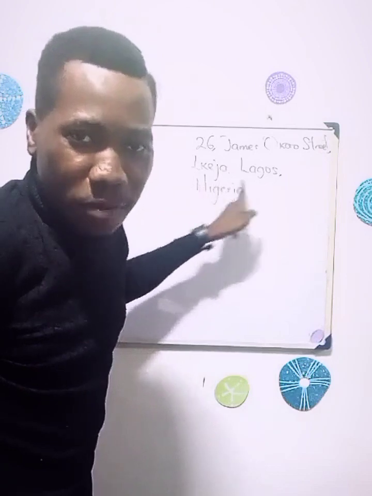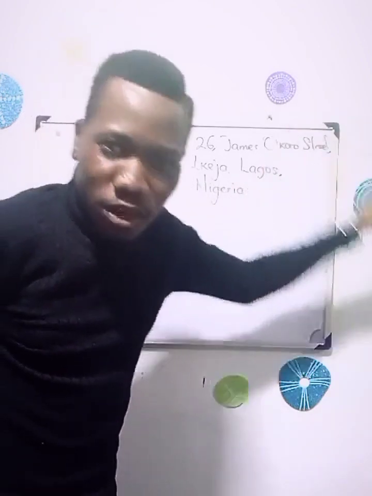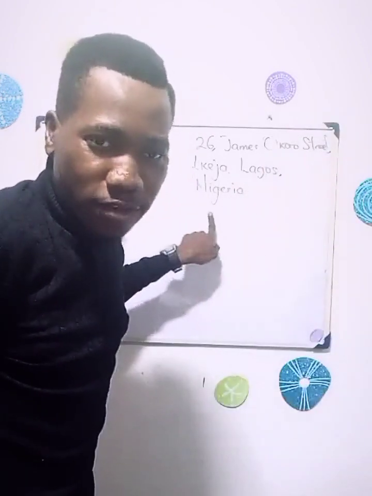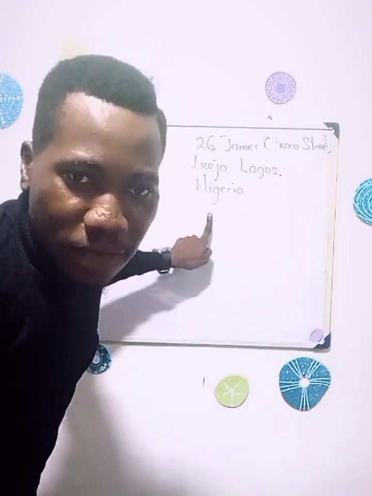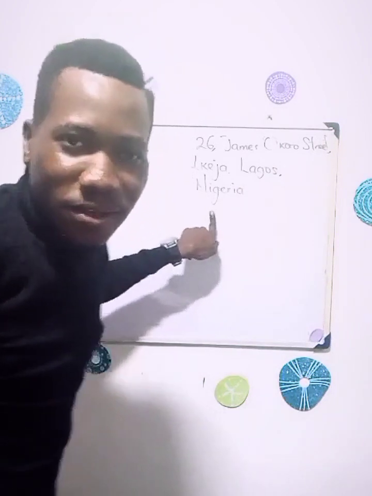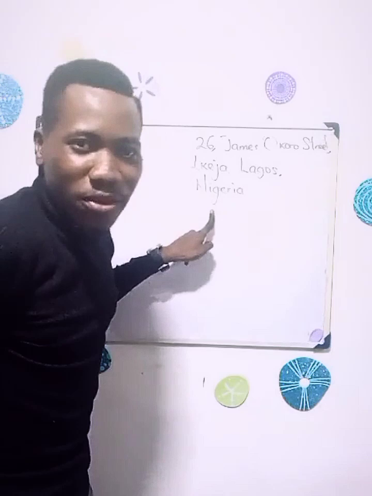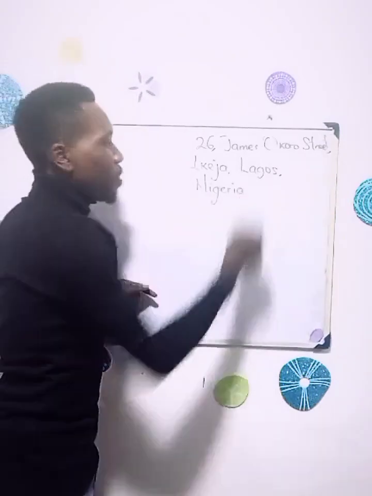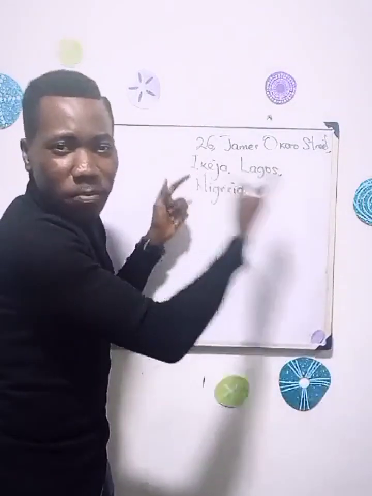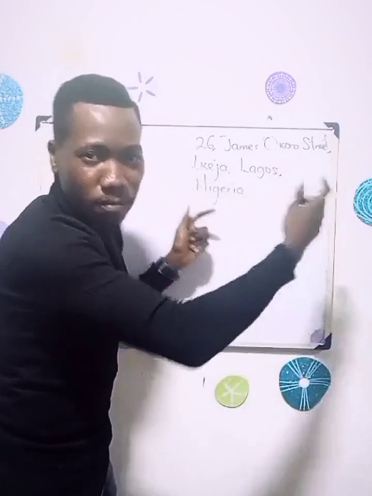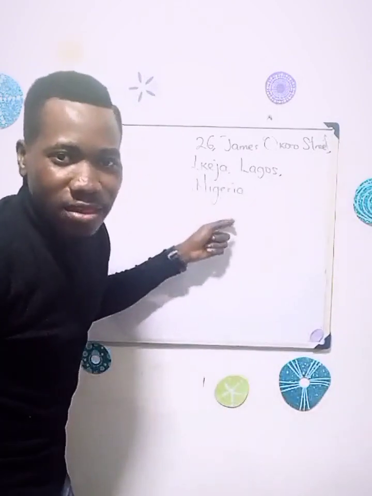Now, for the person I'm writing to, let's assume it's not even in Nigeria, so I want to include Nigeria. Are you writing a formal letter or informal? Alima, where have you been? I'm writing a formal letter. So Nigeria. Now this is my address. If you have a PO box, you want to include it.